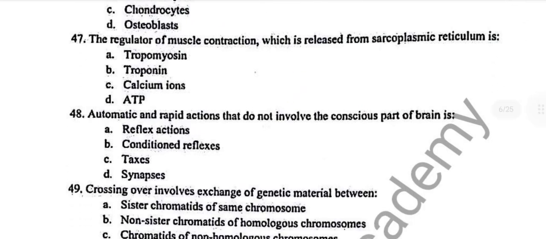Question number 48. Automatic and rapid actions that do not involve the conscious part of the brain is A. Reflex action, B. Conditioned reflexes, C. Taxis, D. Synapses. And the correct option is A. Reflex actions. Reflexes are quick, involuntary responses mediated mainly by the spinal cord. Conditioned reflexes are learned responses. Taxis are directional movement of whole organisms. Synapses are junctions between neurons, not actions.